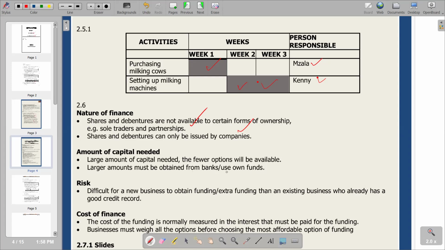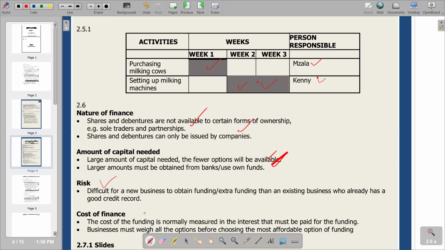So if you need large amounts, you can only obtain them from banks, and you can also raise them on your own as equity financing in the form of maybe issue of shares. So this is the tool that we have. Then the other factor is risk. It is difficult for a new business to obtain funding or extra funding that an existing business already has a good credit record. So for a new business, it's difficult to get funding because it's risky. But for a business that has been operating some time, its credit record will be there, so it's easier for the business to acquire funding. So this is the third one.